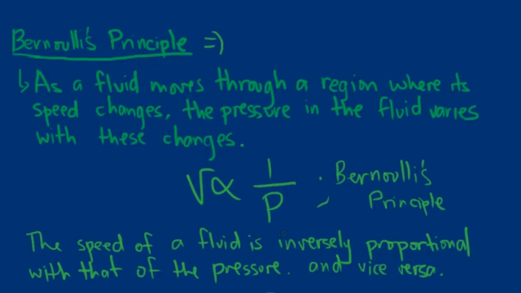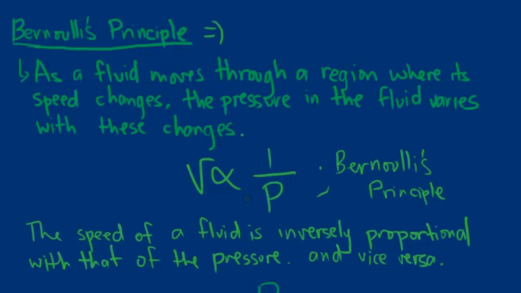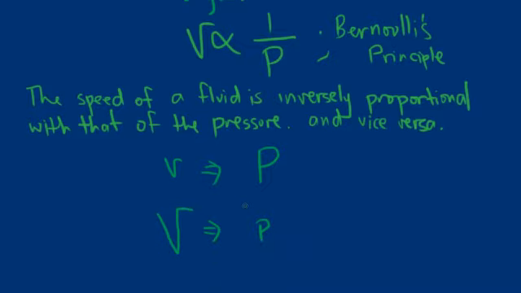Okay? So what does it mean? What does it tell us? It tells us that when we have a small fluid velocity over here, we would get a large fluid pressure. And likewise, when we have a high fluid velocity, we would get a small fluid pressure as well. So to illustrate that, let's look at the following example.